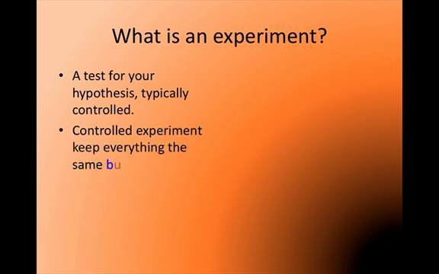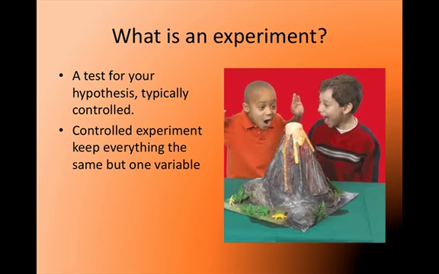Well, a controlled experiment keeps everything the same but one variable. Think about it. If you changed 3, 4, 5 different things, how would you know which one got your result? If you were, let's say, a race car driver and you changed 5 different variables on your race car and it ran really well, which one of the 5 caused that to happen? So in controlled experiments, we keep all of those variables the same so that we know exactly what changed.